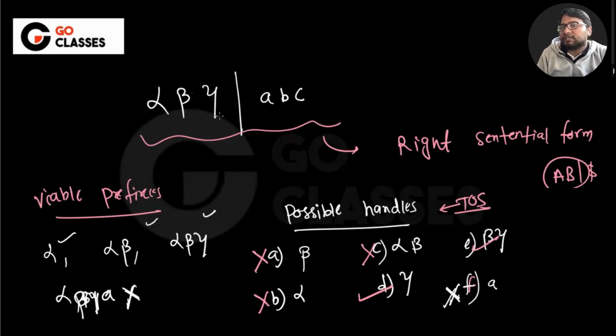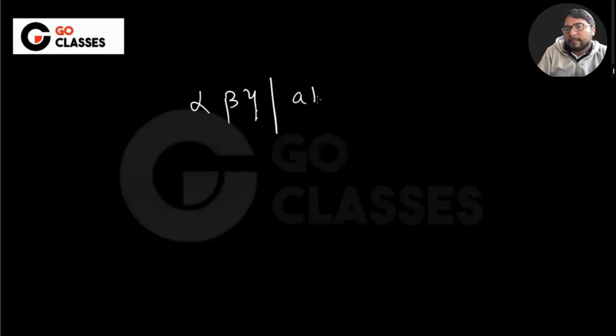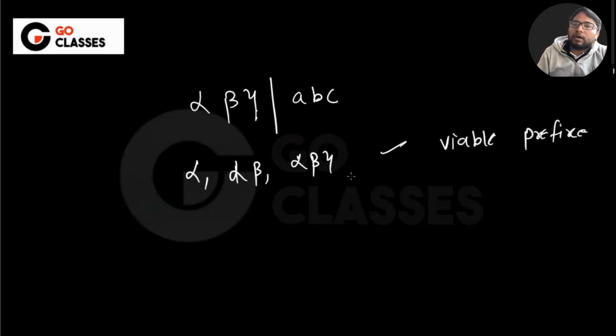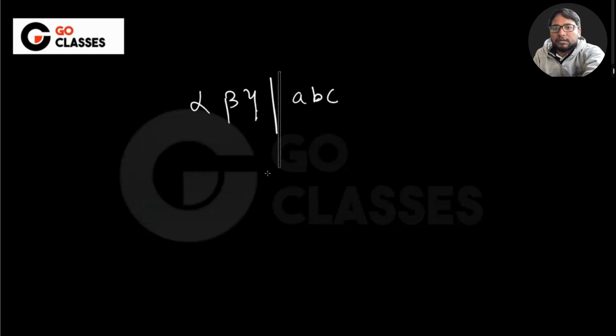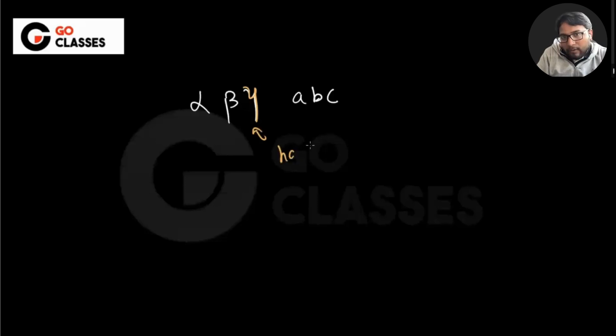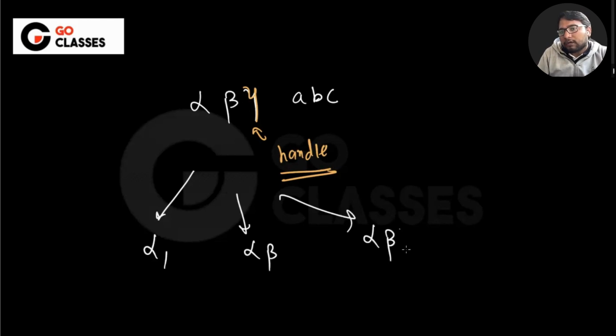Whatever is the content of the stack, a prefix of that is a viable prefix. So if I tell you this is the content of the stack, then can you tell me the viable prefixes? Yes: alpha, beta, alpha beta gamma. These are the viable prefixes, right? Okay. Now, in other words, instead of telling you the stack content, if I just say that gamma is a handle here, can you tell me now the viable prefixes? The answer is the same: alpha, beta, gamma.